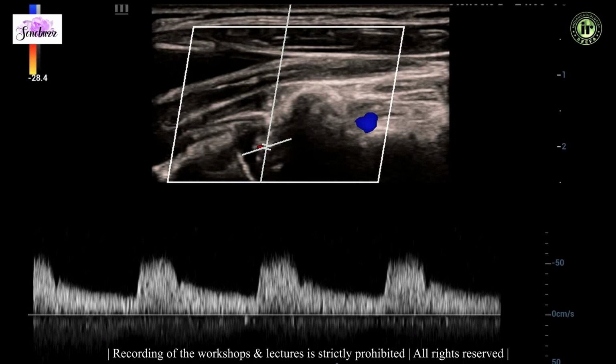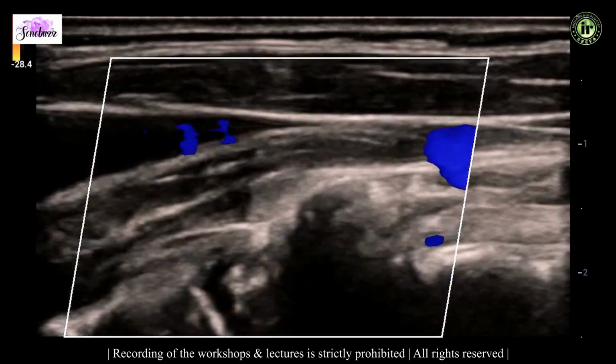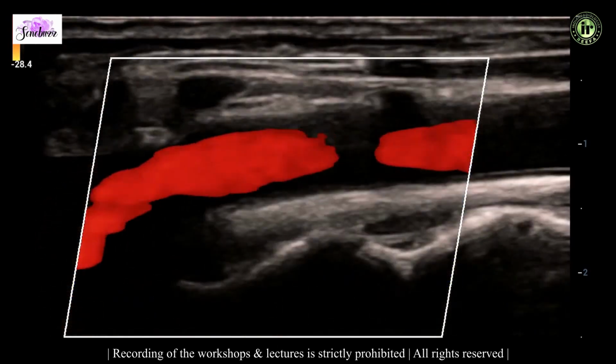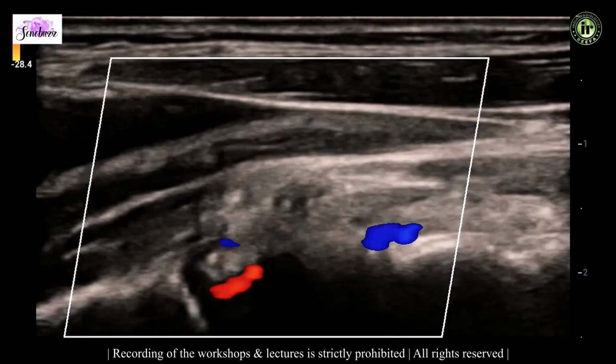Again, you are ensuring that a good angle correction is done there, and if you see, it reveals a good forward diastolic flow, almost similar to what we have been seeing in the internal carotid artery. So make sure that the vertebrals are seen very well.